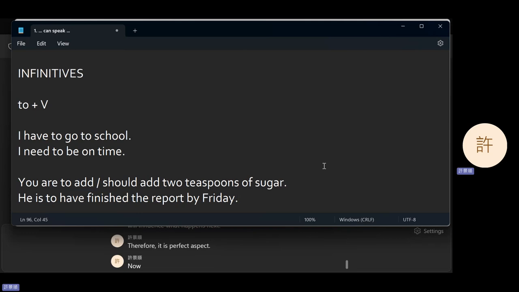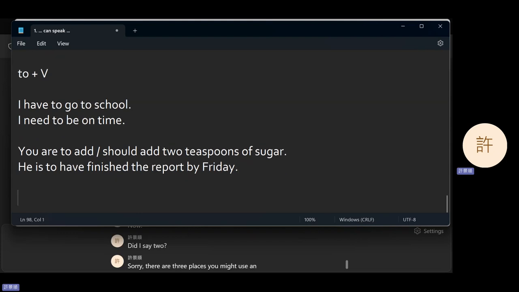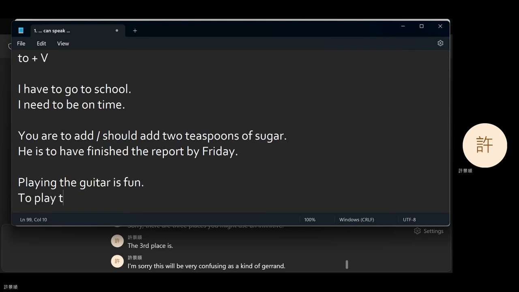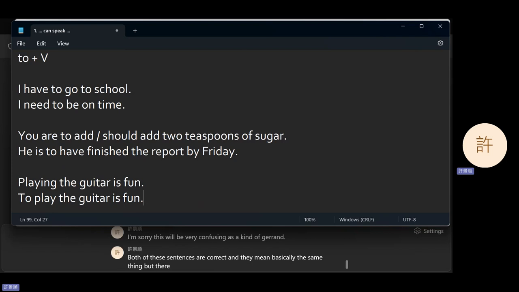Now, did I say two? Sorry, there are three places you might use an infinitive. The third place is, I'm sorry, this will be very confusing, as a kind of gerund. Both of these sentences are correct, and they mean basically the same thing, but there is a small difference.